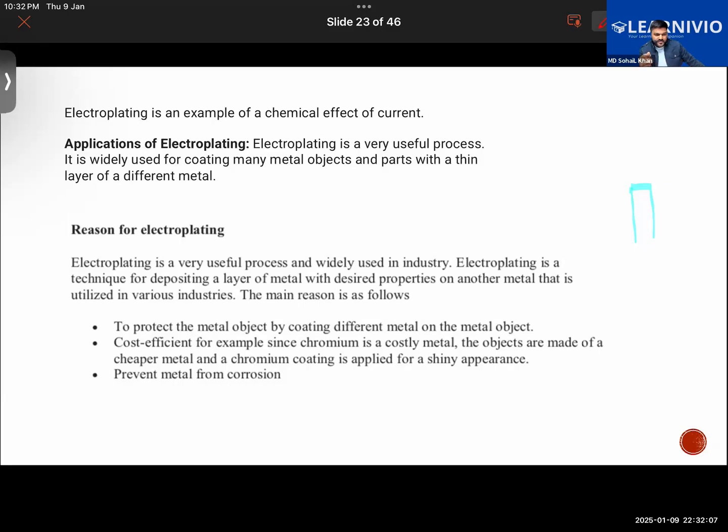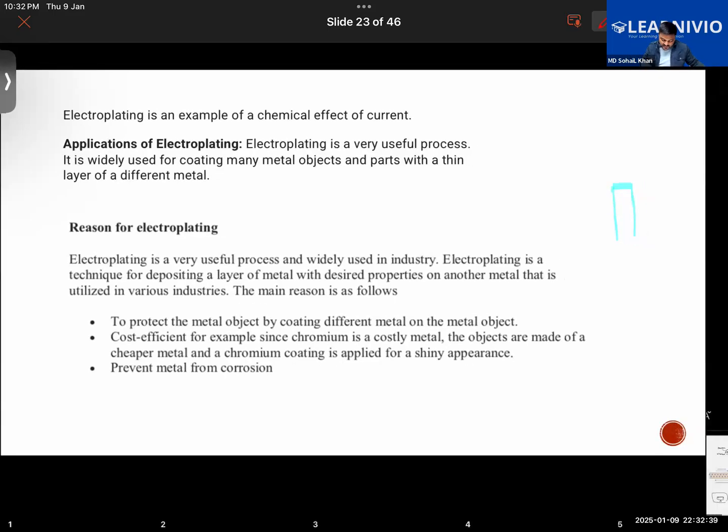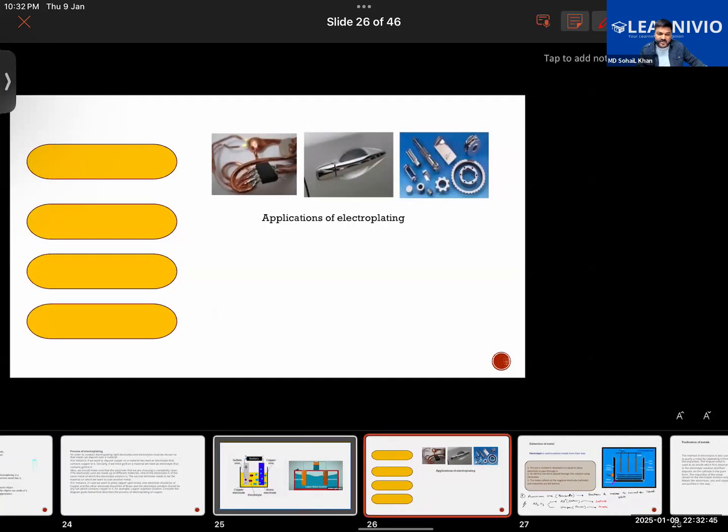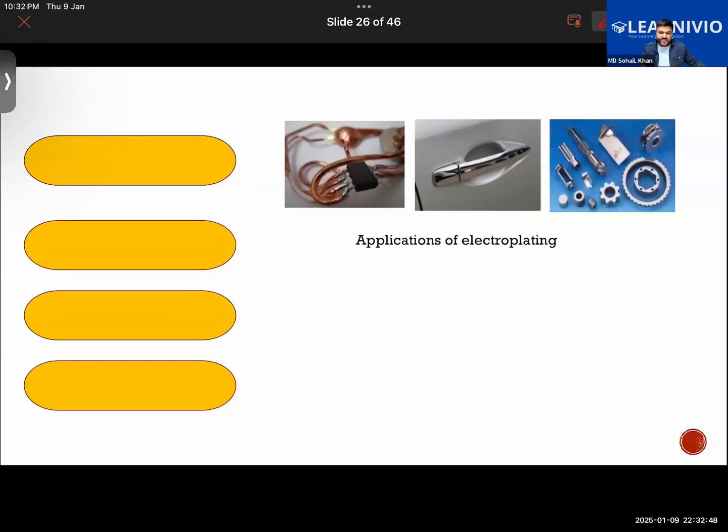Then we see that the door handles of cars, kitchen utensils and bathroom taps all have one thing in common: a shiny appearance. Some metals are very shiny. For example, chromium is a very shiny metal, but it's costly, so the whole object cannot be made of chromium. We just apply a thin coating of chromium on these objects, as you can see here. There it is important to get a shiny appearance. These topics we'll do in the next class.